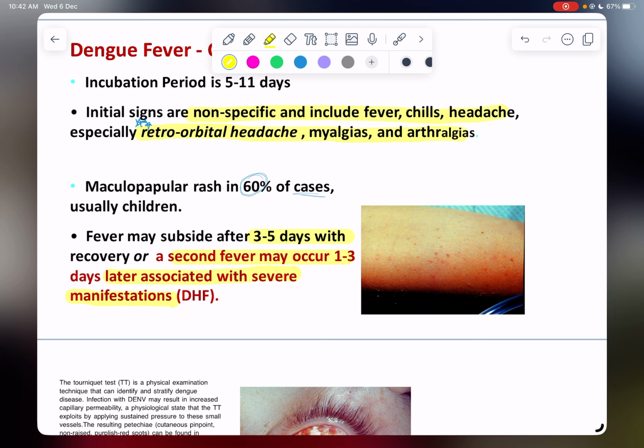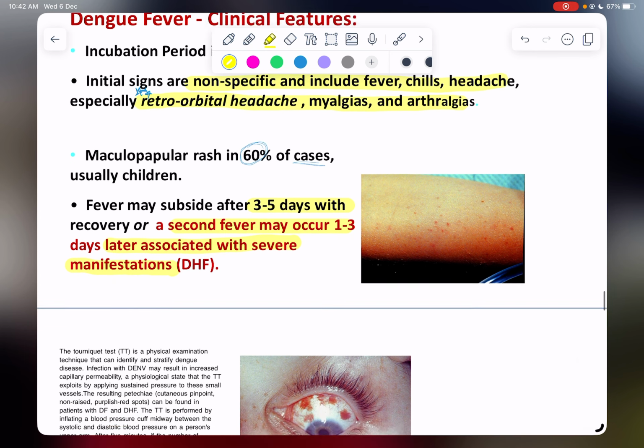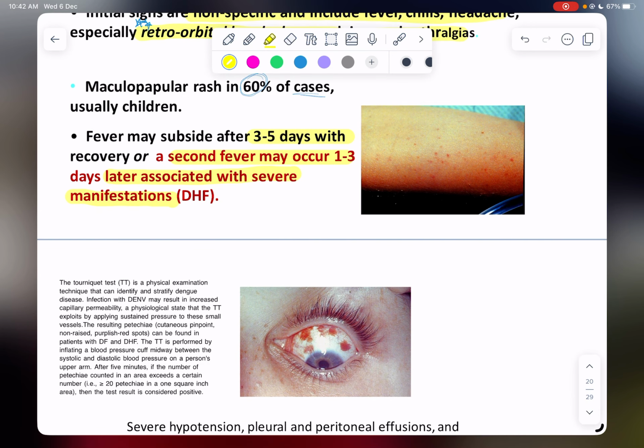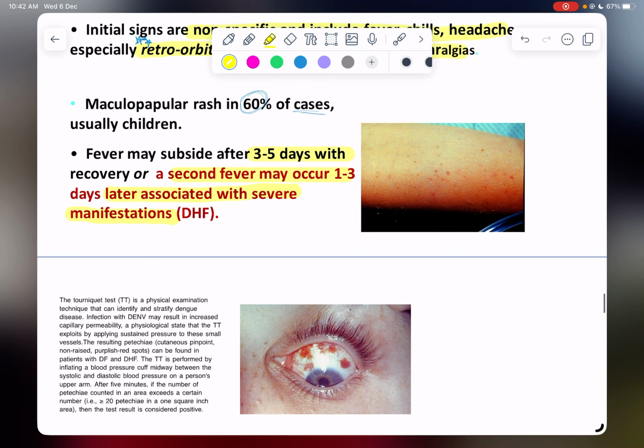Is it transmitted from human to human? What do you think? No. Why? The bite is real. It is not transmitted from human to human. No case so far has been reported which has occurred from one human being to another human.